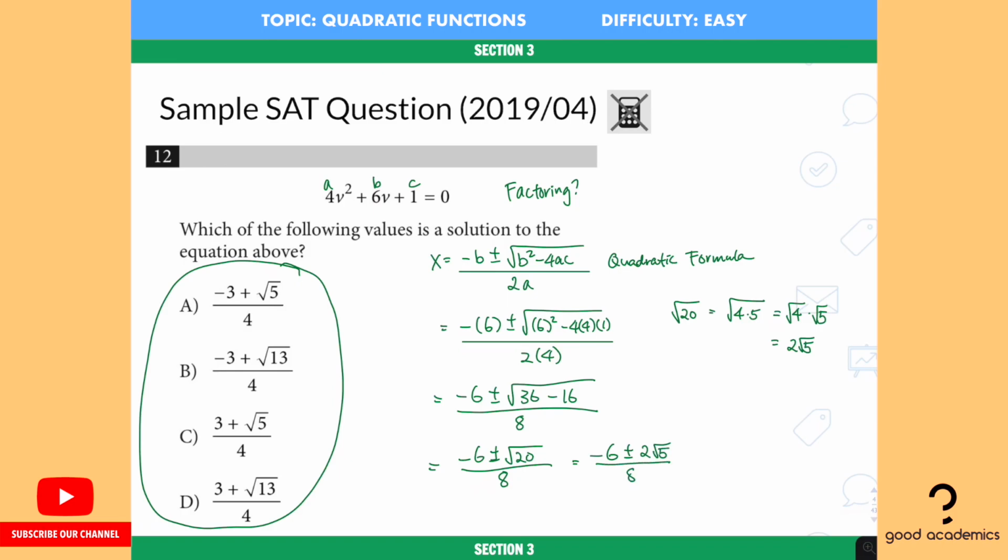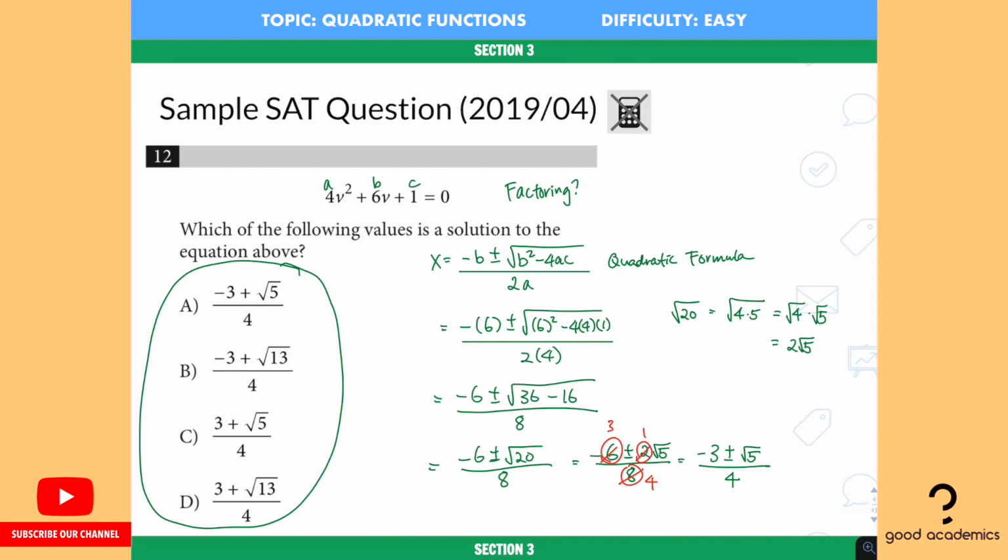So let's go ahead and rewrite this as negative 6 plus or minus 2 square root 5 over 8. Now, this is where things get a little bit more difficult because you have to be very careful in cancellation or reducing. Here we see that these three numbers are all multiples of 2, so we can divide all three numbers by 2. So we have 4 right here, we have 3 right here, and then we have a 1 right here. After this simple reduction, we have negative 3 plus or minus root 5 over 4.